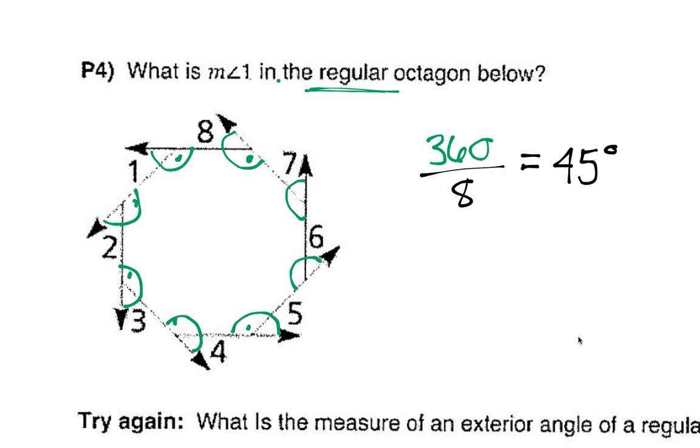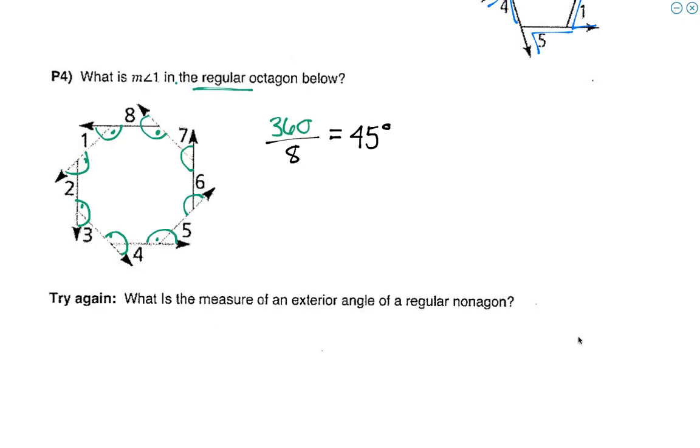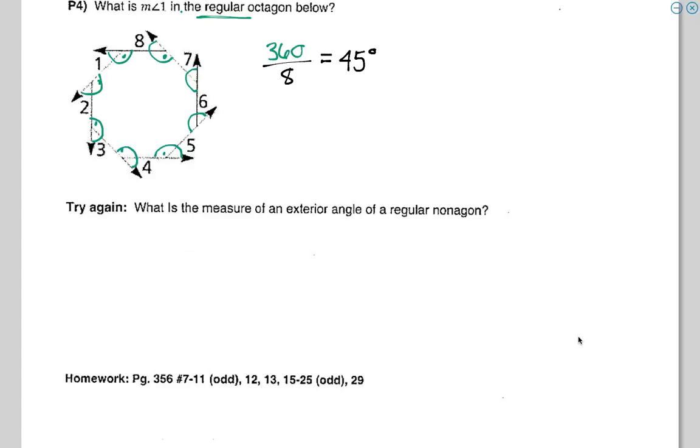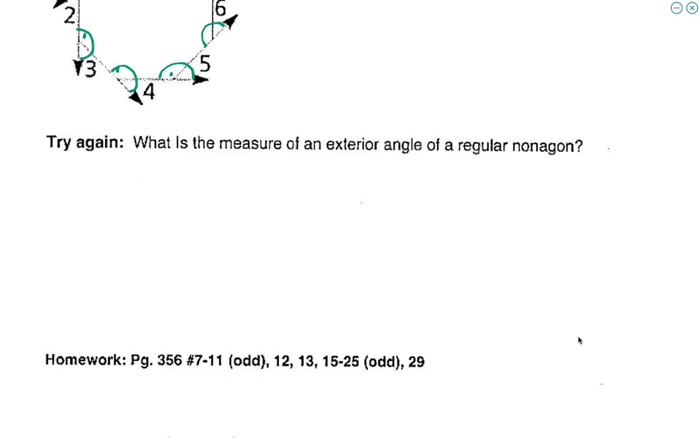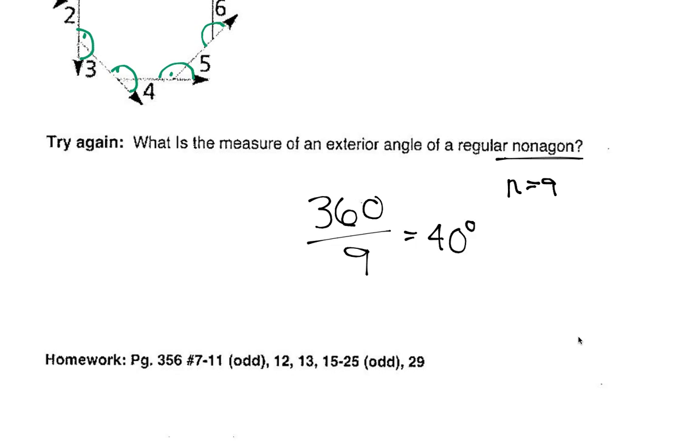So a little bit easier than the interior angles because it's always 360. Interior, it's going to change depending on how many sides we have. So we have a nonagon, so that is n equals 9. So that's just 360 divided by 9 exterior angles, which is 40 degrees.